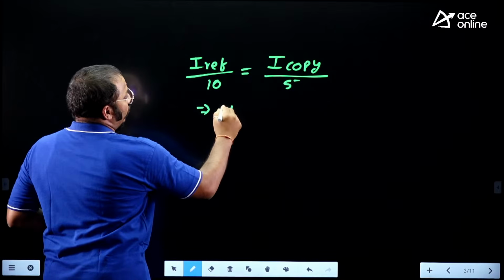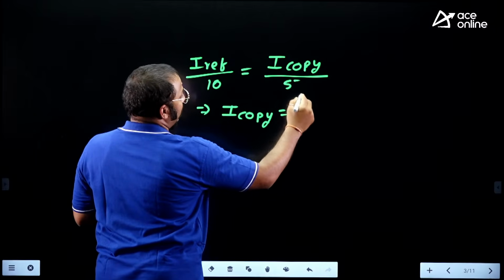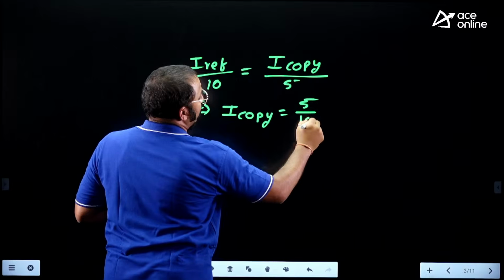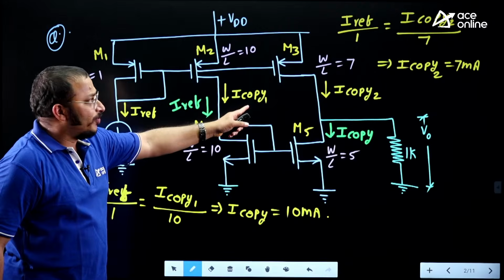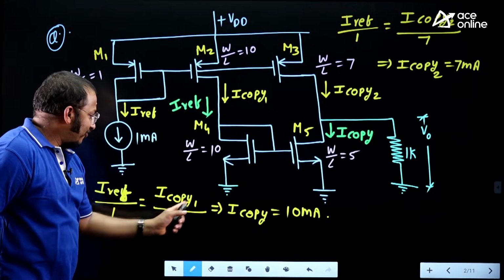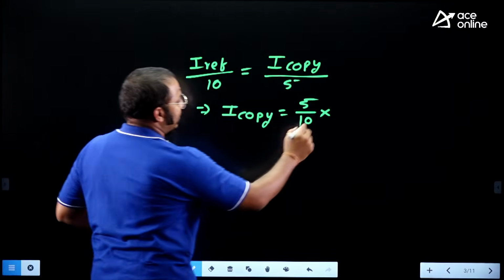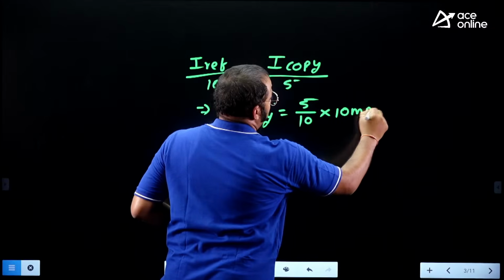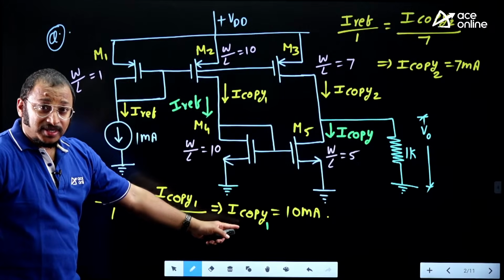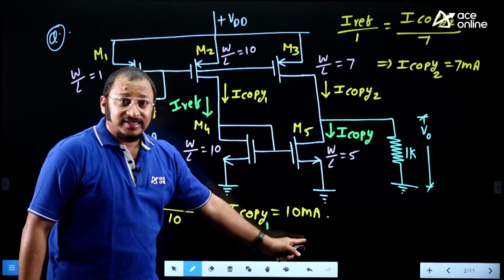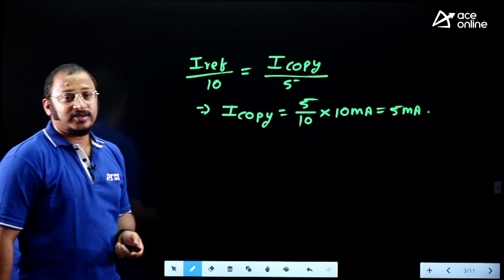Now please let me know, guys, what is I copy here? I copy is simply equal to 5 by 10 into I reference. Let me know, guys, what is this I reference? It is I copy 1, and I have calculated I copy 1 from here, which is 10 milliampere. Is this correct? Yes. I copy 1 is simply equal to 10 milliampere. So substituting that 10 milliamps here, I got 5 milliamps.